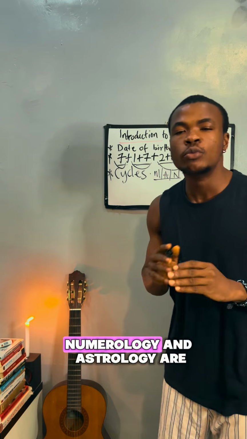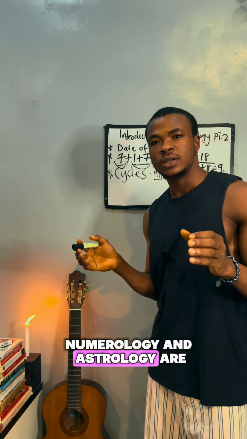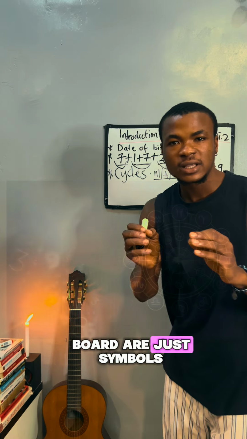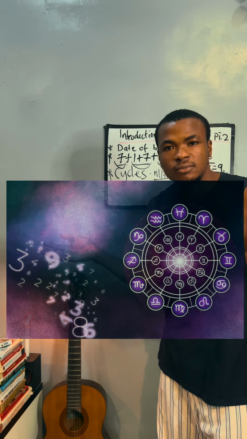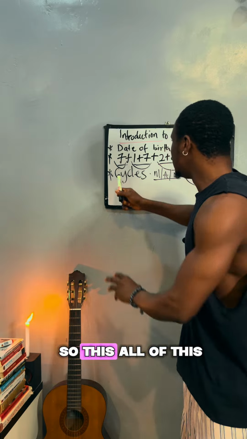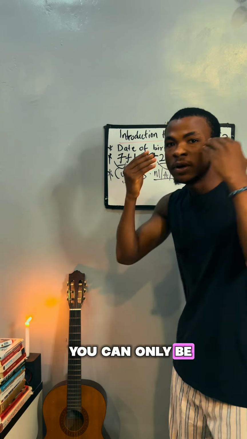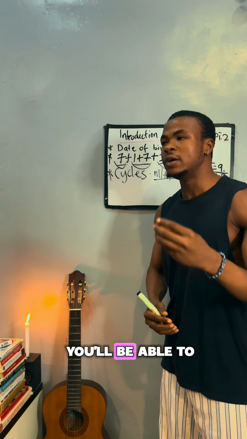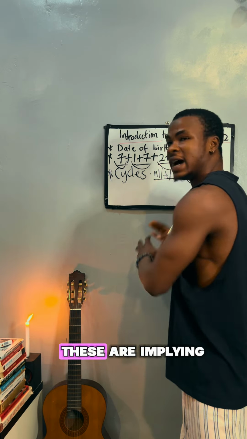Like I used to explain, numerology and astrology are simply languages. All these on the board are just symbols and signs, sign languages to point at something. So all of this, you can only understand when you understand and speak that language. And through that, you'll be able to know what all of these are implying.